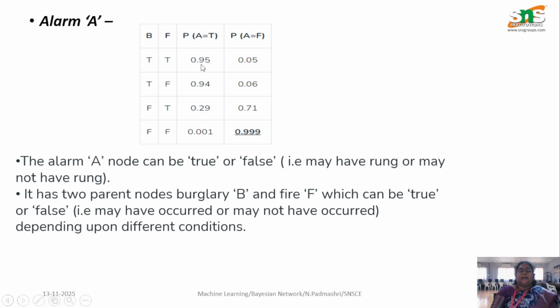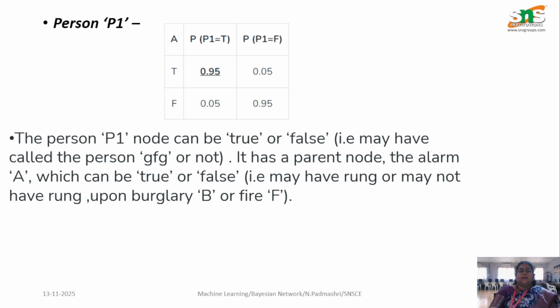What is the probability when both are true, when both burglary and fire happen, that the alarm rings, A is true, and the alarm does not ring, A equal to false? These values are written here. So the alarm node can be true or false; it may have rung or it may not. It has two parent nodes, burglary B and fire F, which may be true or false. Based on this probability, we go to the question we have here.